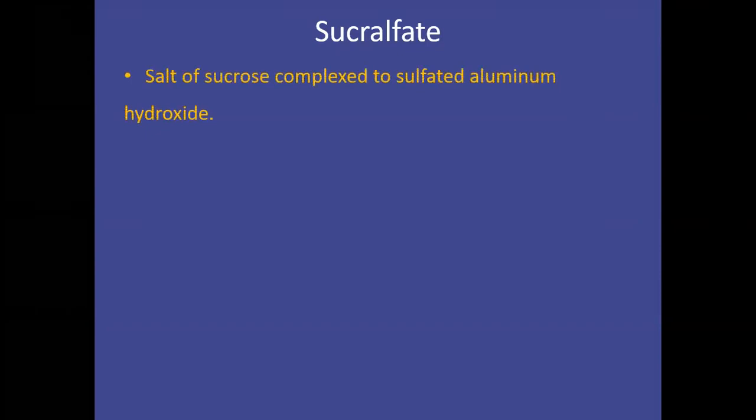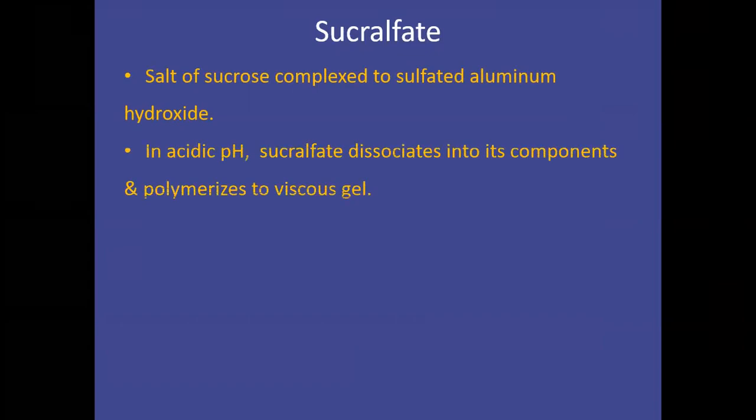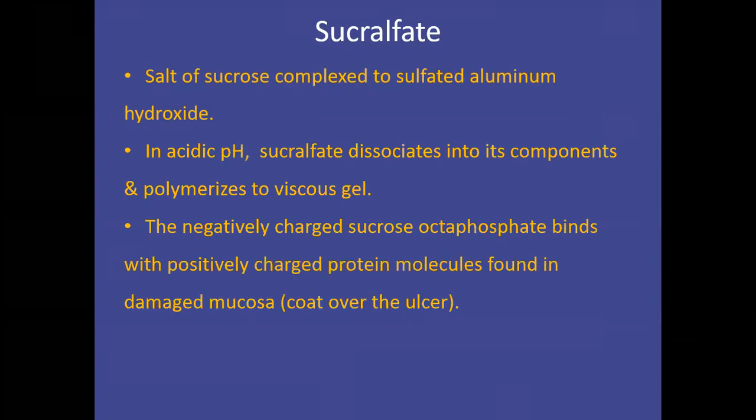It is a salt of sucrose complexed to sulfated aluminum hydroxide. In acidic pH, sucralfate dissociates into its components and polymerizes to viscous gels. The negatively charged sucrose octasulfate binds with positively charged protein molecules found in the damaged mucosa and coats the ulcer.